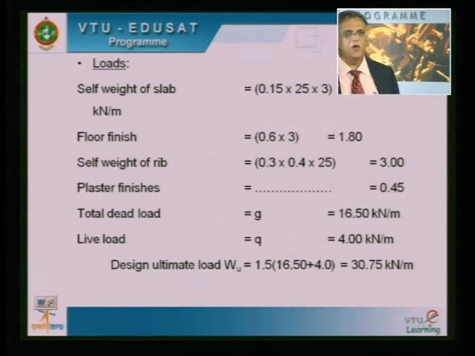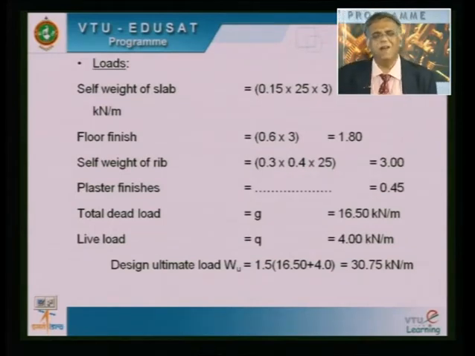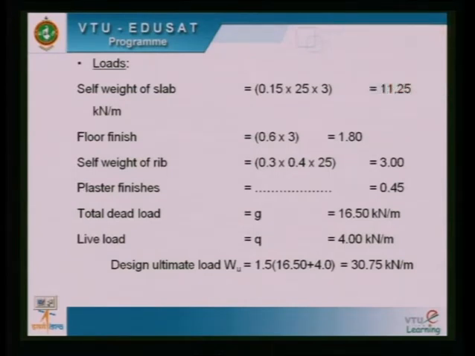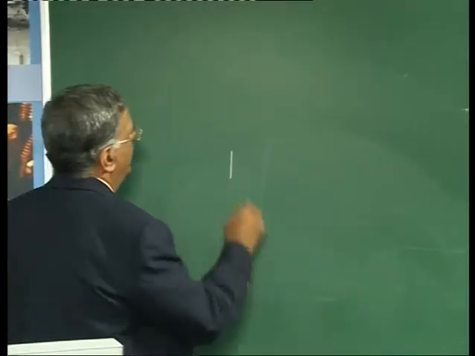So now, the next job is to calculate the total load acting on the slab. Earlier I mentioned that whatever load acts on the slab gets transferred to the beam. Therefore, you should now try to find the total load acting on the slab. First of all, the self weight of the slab has to be calculated. I am going to consider a 1 meter by 1 meter area multiplied by 0.15, so that I get the volume, multiplied by density, you are going to get the self weight of the slab per meter square.